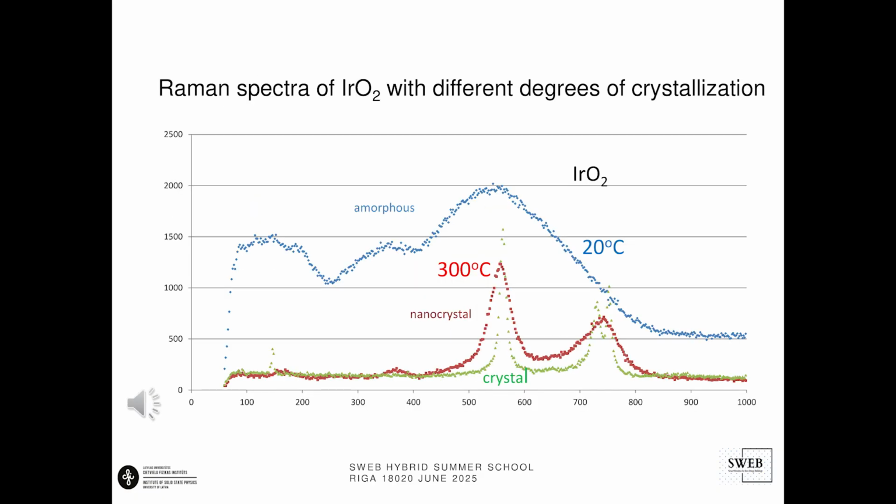Many substances can exist in multiple states. The slide shows how the Raman spectrum changes in different states of iridium oxide. The structure of iridium oxide changes from crystalline to nanocrystalline and then to amorphous. Here the structure depends on the synthesis conditions.